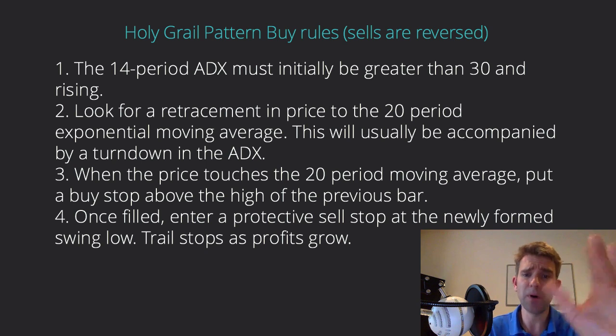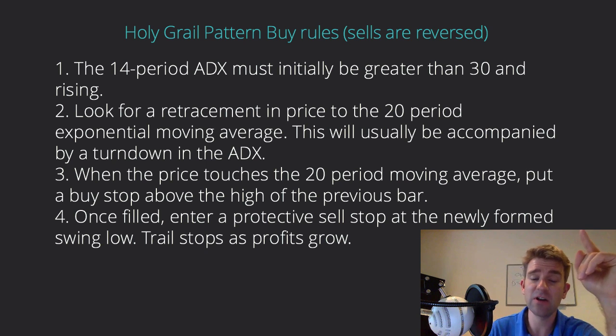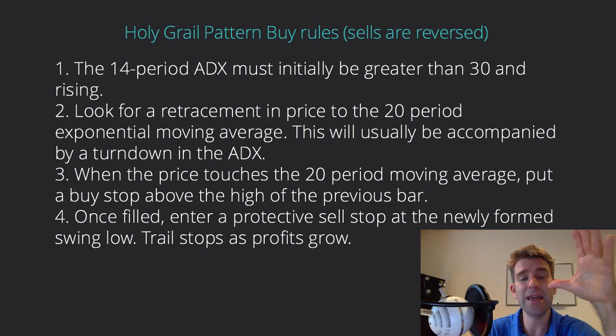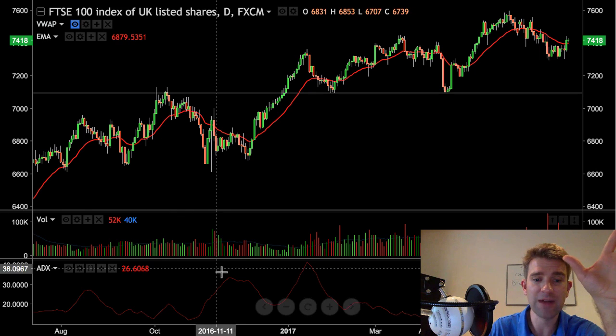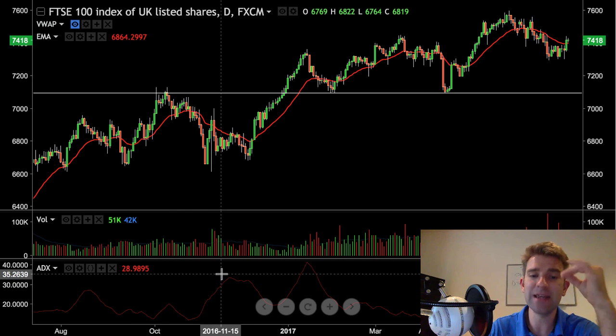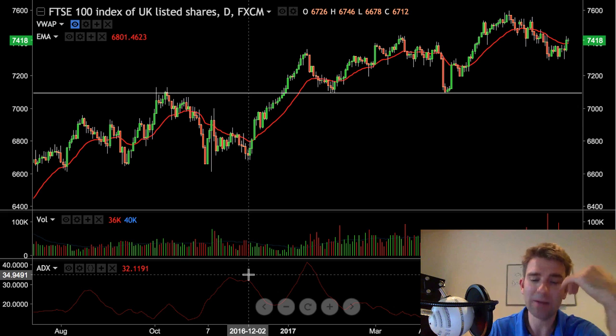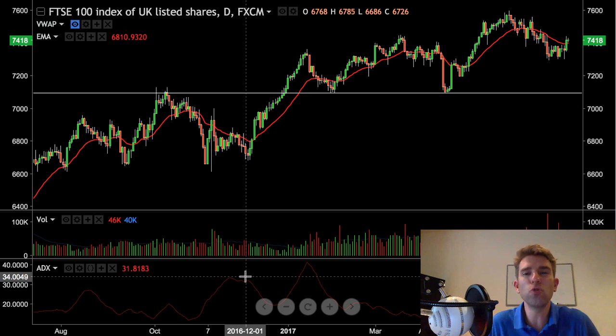Okay, so these are buy rules. Obviously, if it's a sell, we just reverse it. The first criterion is that the 14 period ADX must be greater than 30 and rising. Let's have a little look at ADX first before we move on. ADX is basically a trending indicator. It indicates when a market is in trend. It's a good way of formulating what you would visually see as a trend.